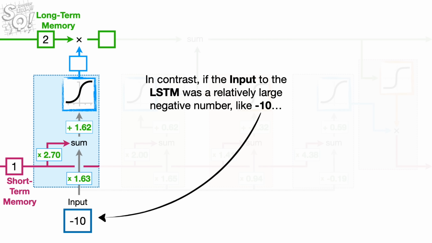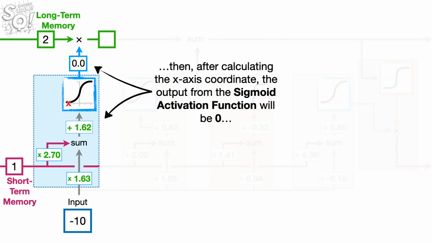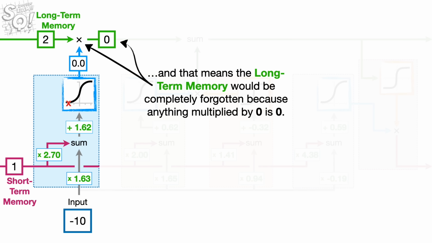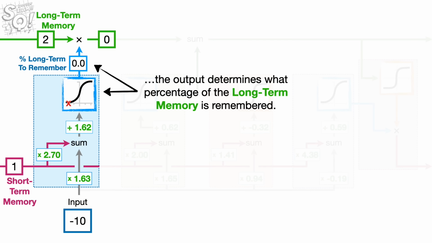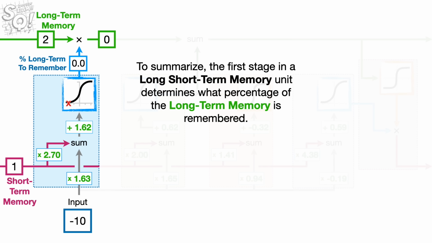In contrast, if the input to the LSTM was a relatively large negative number, like -10, then, after calculating the x-axis coordinate, the output from the sigmoid activation function will be 0. And that means the long-term memory would be completely forgotten because anything multiplied by 0 is 0. Thus, because the sigmoid activation function turns any input into a number between 0 and 1, the output determines what percentage of the long-term memory is remembered. To summarize, the first stage in a long short-term memory unit determines what percentage of the long-term memory is remembered.